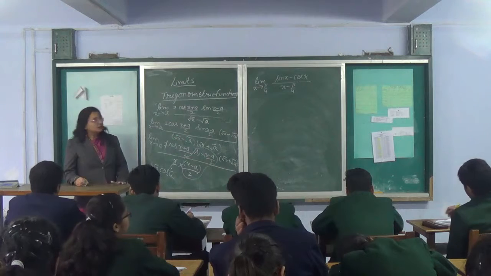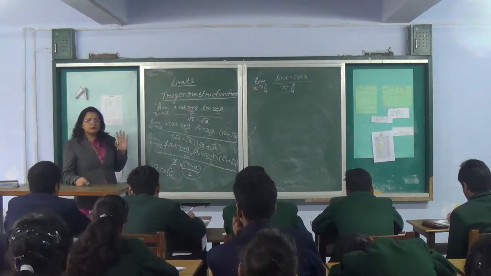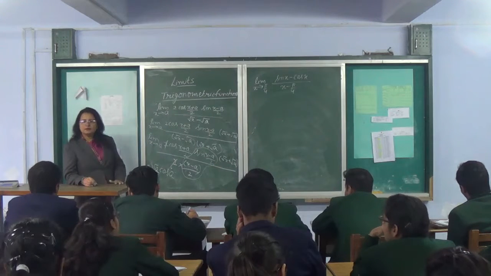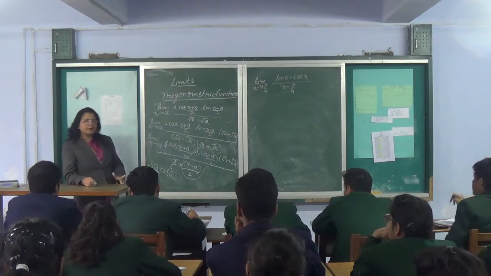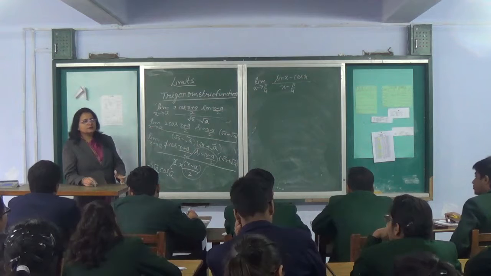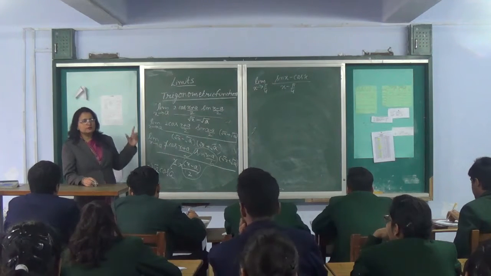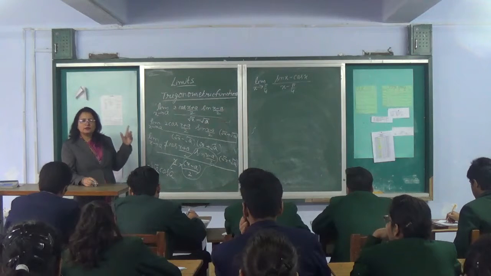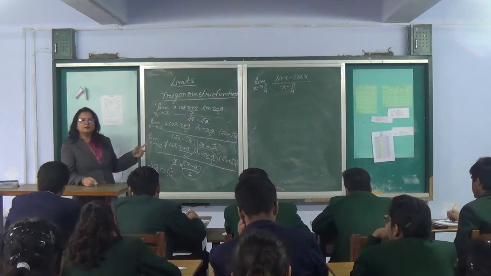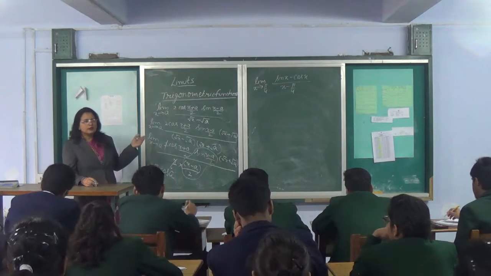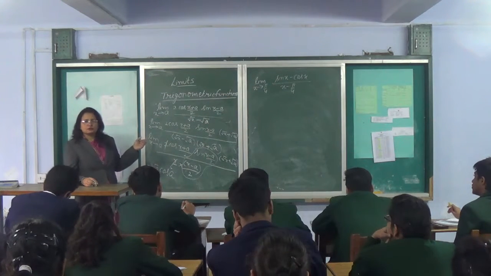Right? We have no identity here which will help us. Here we had used sin A minus sin B. Here we have sin x minus cos x upon x minus pi by 4. So another approach which we use for reducing the function from indeterminate to the normal form is substitution. So here we will go with substitution.